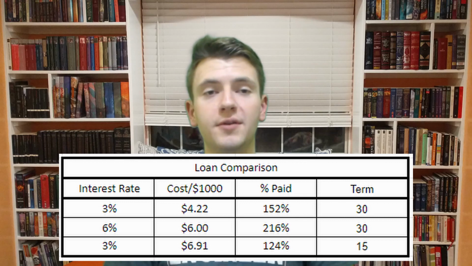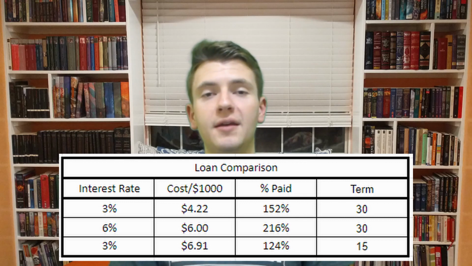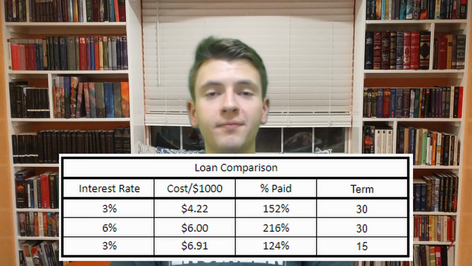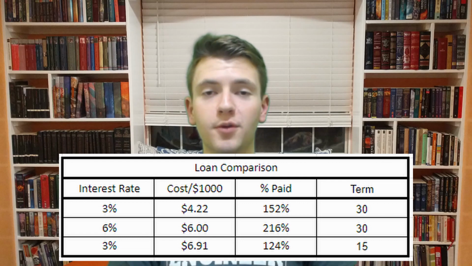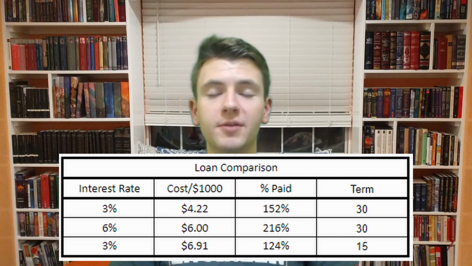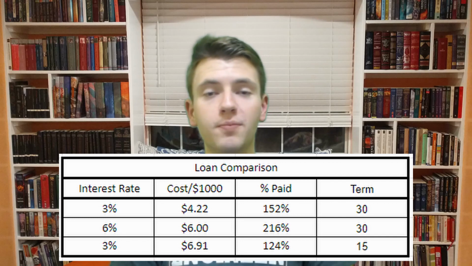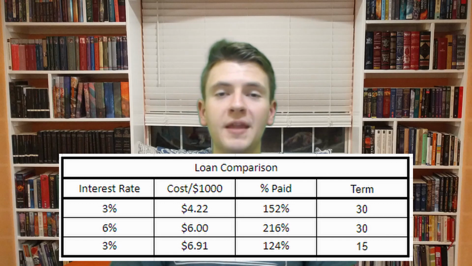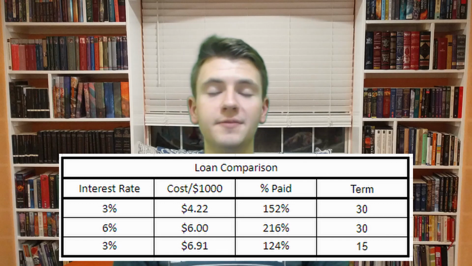This chart over here really highlights this difference by showing you what percentage of the loan you pay over the life of the loan. So for that first base loan, you're going to pay $152,000, or 52% more than you borrowed over the course of a 30-year loan. For the loan at 6%, you're going to pay more than double. You're going to pay 216%, or 116% over what you borrowed. So $200,000 you're going to pay when you only borrowed $100,000. So you can see how interest can really rack up fast over the course of a loan.